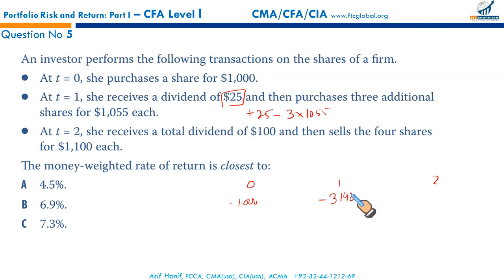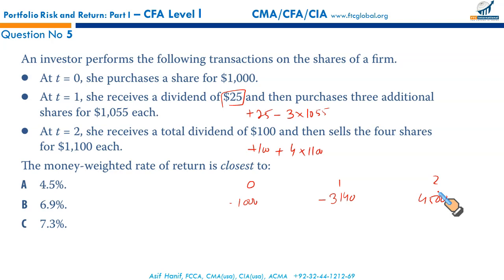And then at the end, T2, she receives a total dividend of $100, plus she sells the 4 shares, which she had at 0, and then 3 more. So these 4 shares at $1,100 each. So the total money she will receive at the end of year 2 will be $4,400 plus 100, that is $4,500. So these are the 3 cash flows, and we just simply need to find the IRR.